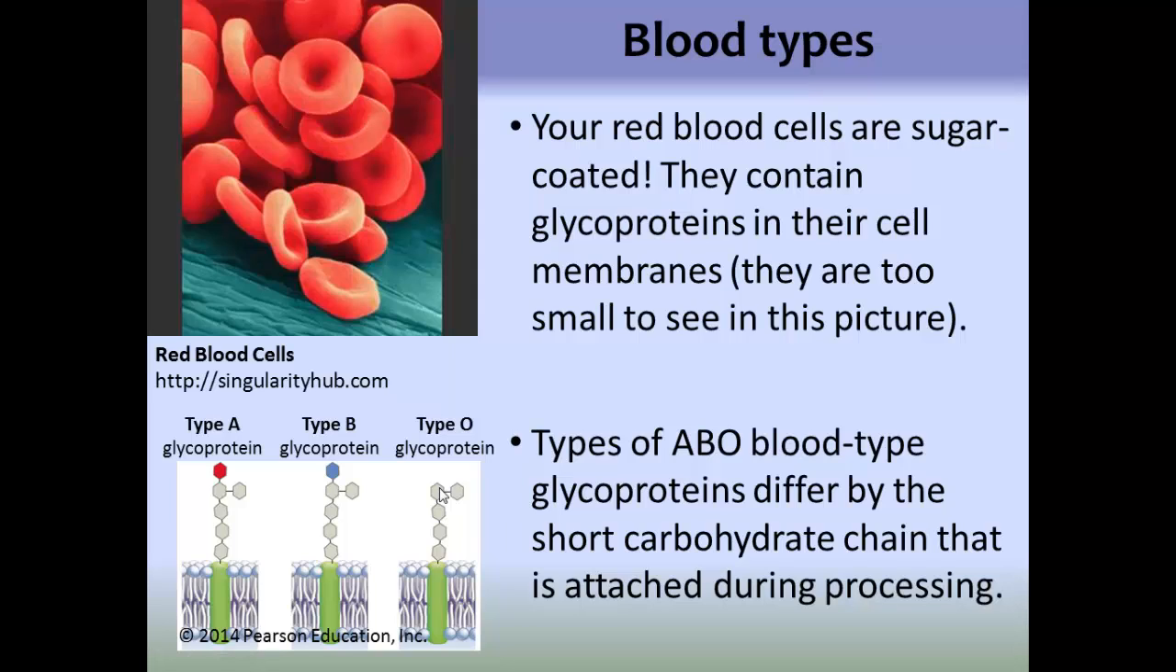These different types of glycoproteins differ by the carbohydrate chain that's attached to the protein. You can see that type A glycoproteins have this sugar here that's indicated in red. And type B glycoproteins have a different type of sugar there at the very end that's indicated in blue. And finally, the type O glycoproteins don't have that final sugar at all.